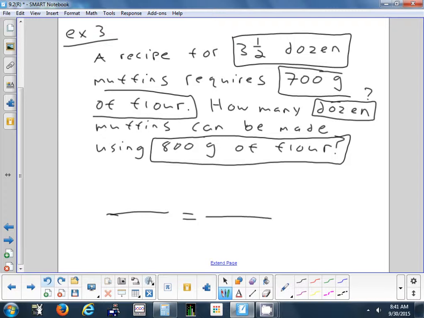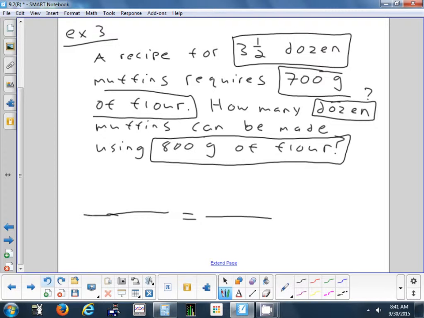And what's the other number that has a label? Yep, that's the flour. So the 700 grams is flour, the 800 grams is flour. They're both flour. Something else has a label too. Dozen. Okay, 3.5 dozen. So the two labels you're working with in this problem are dozen and flour. Questions on why those are the two quantities you're working with?